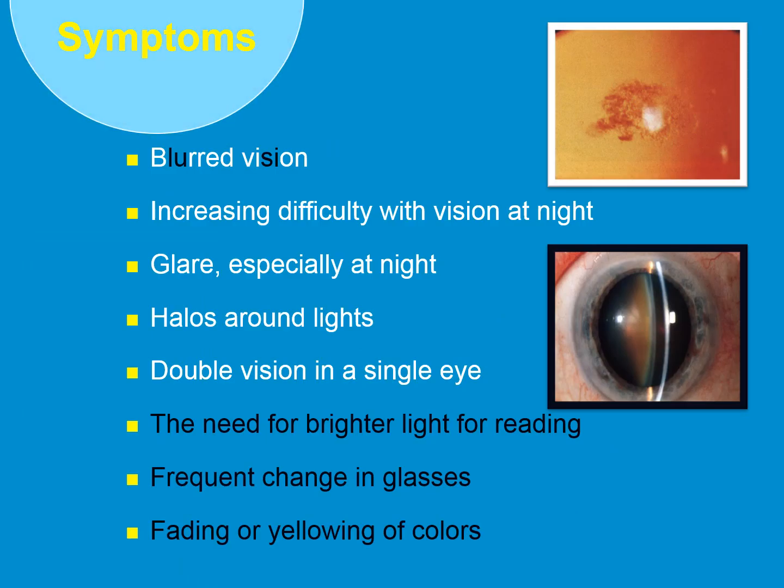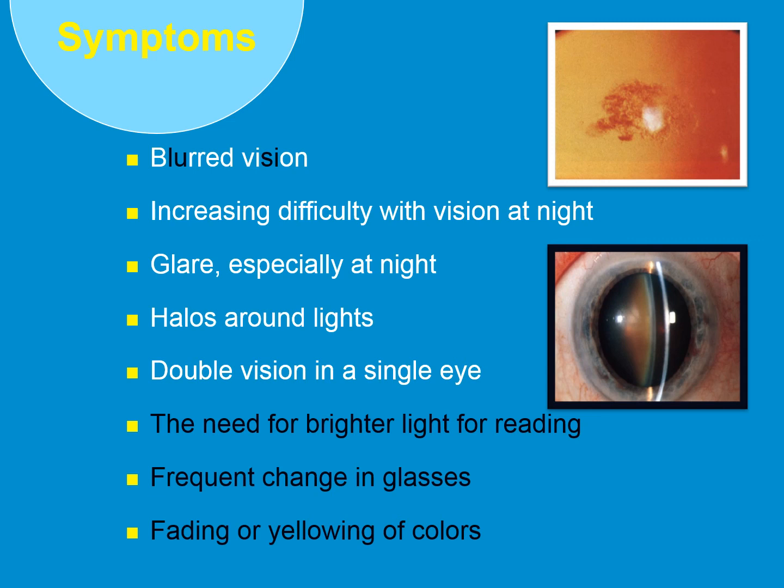Now the symptoms of the cataract. All these are the symptoms of the cataract: blurred vision, increased difficulty with vision at night, glare, halos, double vision in a single eye, need for brighter light, frequent change in the glasses, and fading or yellowing of the colors.